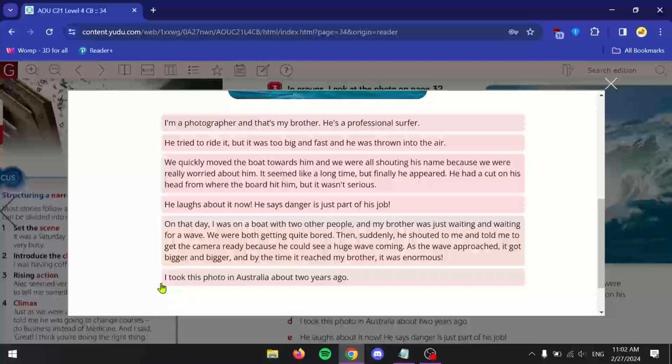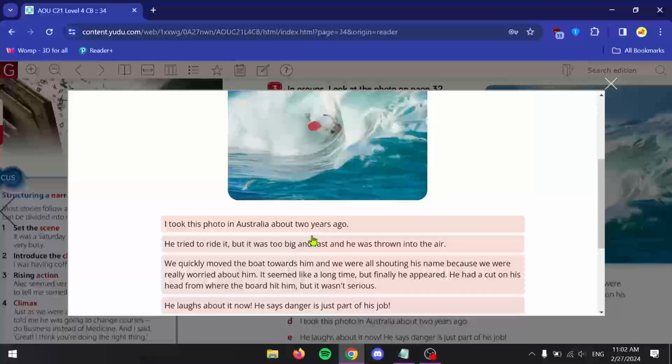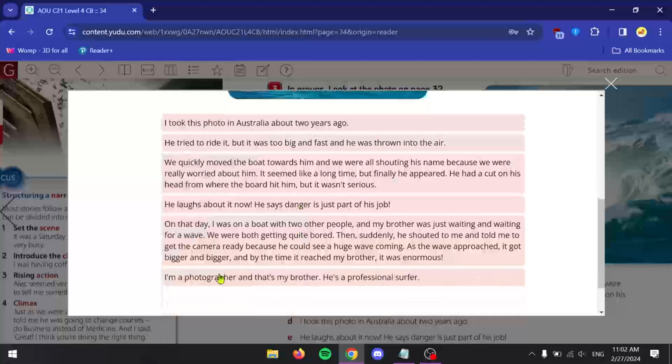Look right here. I took this photo in Australia about 2 years ago. So it looks like this is something that was taken in Australia 2 years ago. We're setting the scene. We're starting our narrative. Okay? And then two, we need to introduce our characters.